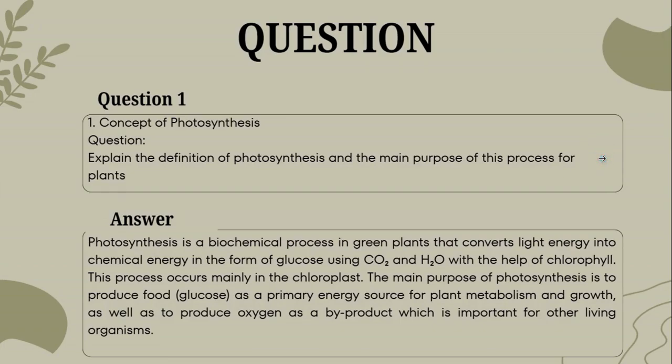The first question about concept of photosynthesis. Explain the definition of photosynthesis and the main purpose of this process of plants. Photosynthesis is a biochemical process in green plants that converts light energy into a chemical energy in the form of glucose using CO2 and H2O with the help of chlorophyll. This process occurs mainly in the chloroplast. The main purpose of photosynthesis is to produce food or glucose as a primary energy source for plant metabolism and growth, as well as to produce oxygen as a byproduct, which is important for other living organisms.